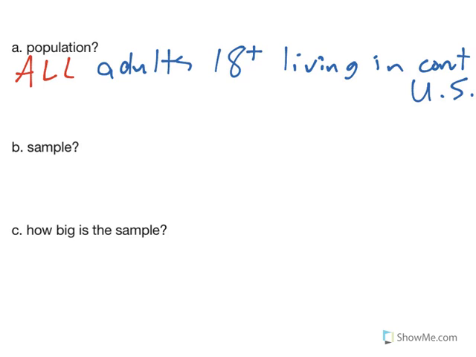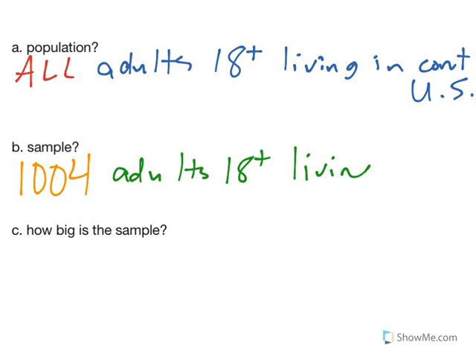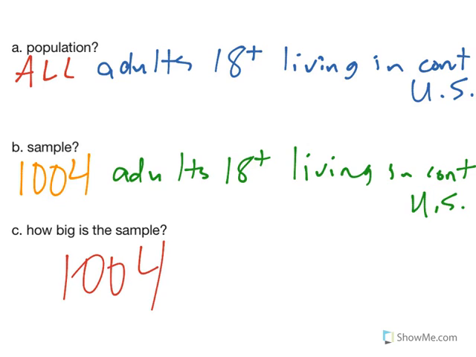So we don't care about Hawaii, we don't care about Alaska, only about the continental U.S. All right, now let's go to the sample. Well, remember the sample starts with a specific number. We talked to 1,004 adults 18 and over living in the continental U.S. Yes, you need all of it. All right, and then how big is the sample? Well, we already answered that. It's 1,004 people. So that's how many we talked to and asked them this question about tracking telephone records.